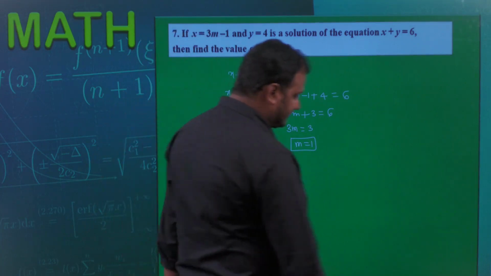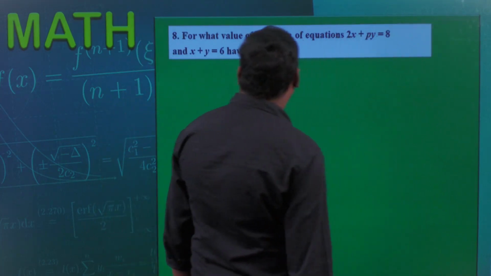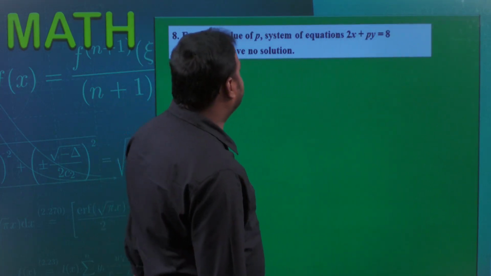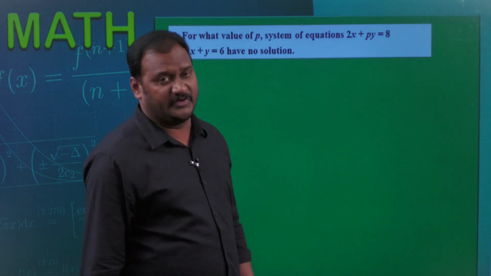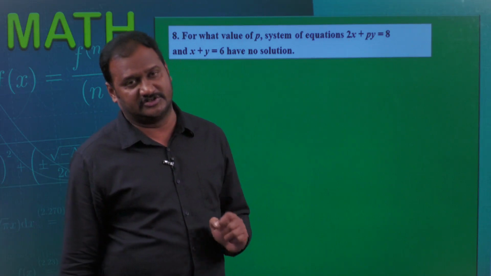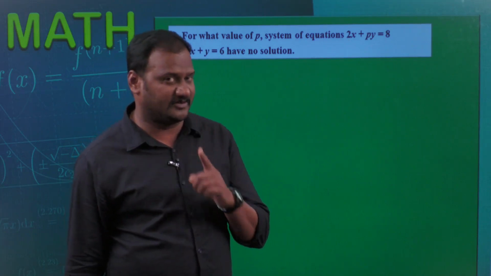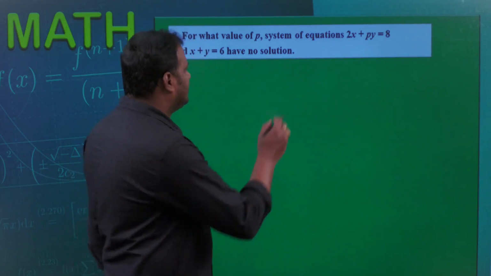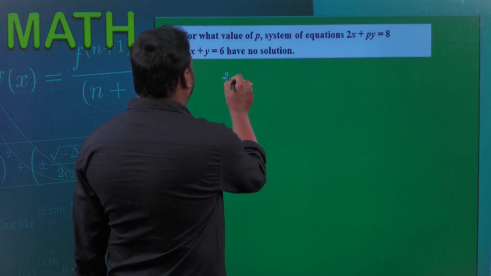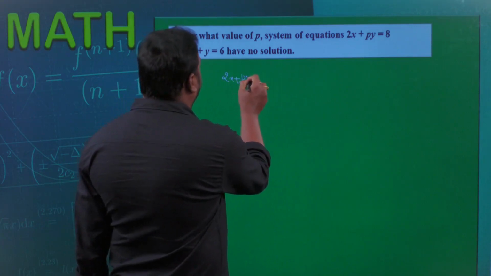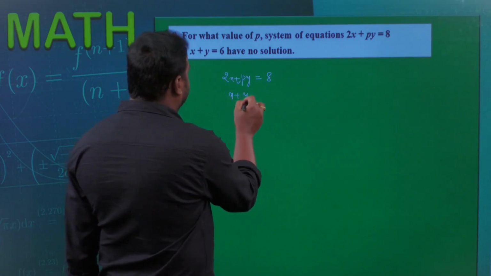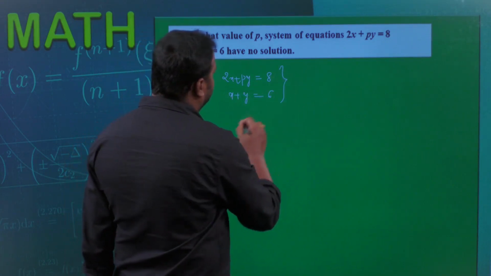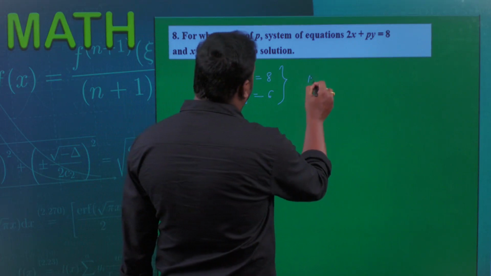Right? Next. The next problem is, for what value of p does the system of equations have no solution? Did you observe here? We got totally 3 problems on no solution. So please be focused about these kind of problems. The system of equations are 2x plus py is equal to 8 and the second equation is x plus y is equal to 6. These two have no solution.